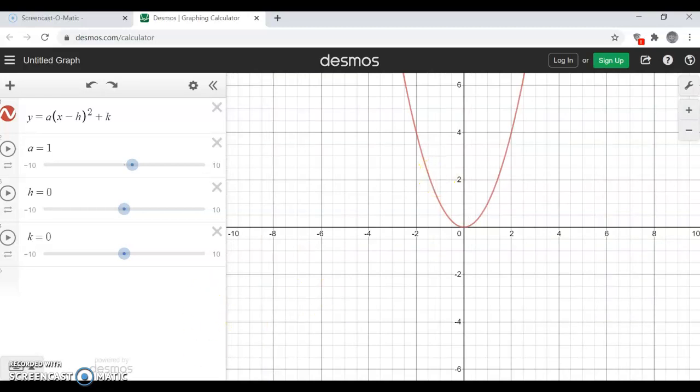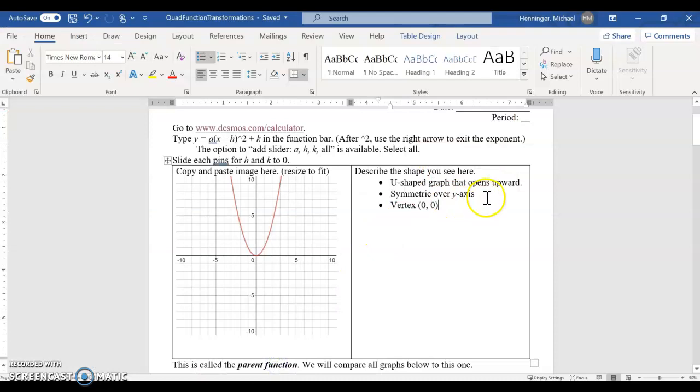Like all functions, this continues indefinitely. So it opens upward, symmetric over the y-axis, vertex is 0, 0, and it really continues upward forever. So I guess we could just say a U-shaped graph that opens upward indefinitely. Okay, and there we go. Now that's pretty much all we need.